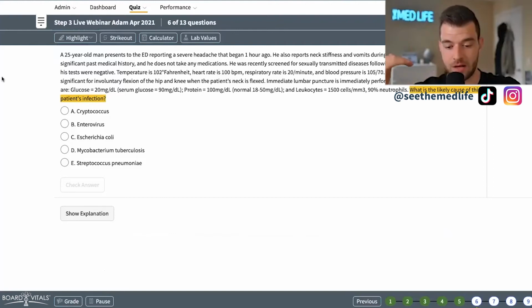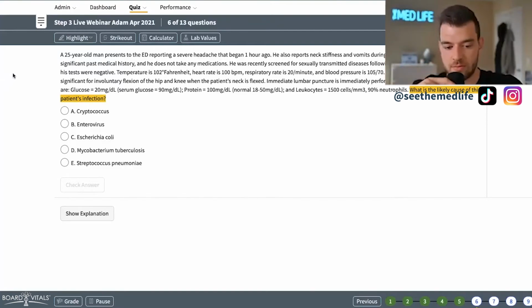So we have a pretty broad list, right? A lot of these, if you're thinking like a test writer, what do most of these bugs have in common? They can be seen in patients who are immunocompromised. Now, anything can be seen in someone who's immunocompromised, but having tuberculosis and strep pneumo on the same list with crypto, it's probably going to be someone with HIV in this question, and let's find out if there is.